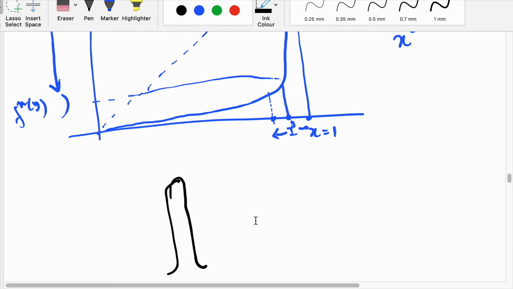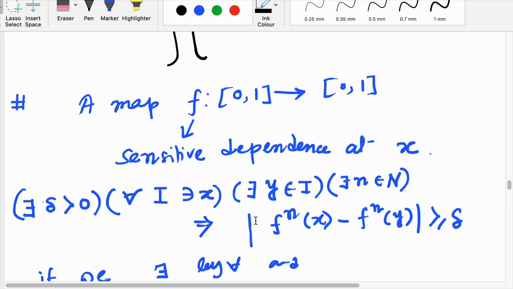In the previous class we have proved that if f has weakly iterates in the interval 0 to 1, then it will automatically imply that at every point of the domain of f, whatever point I take from the interval 0 to 1, f has sensitive dependence. And what does sensitive dependence mean? We have defined that. Let me read this statement.